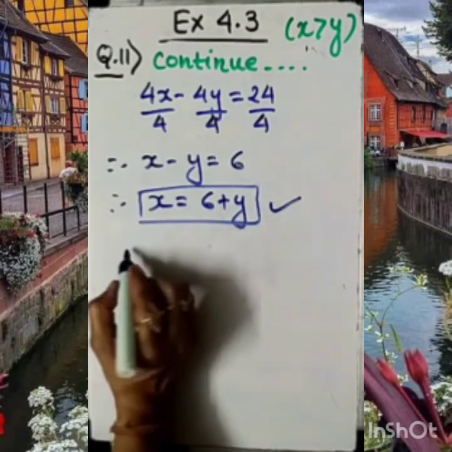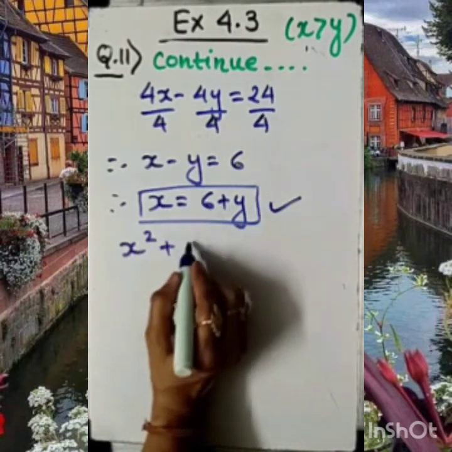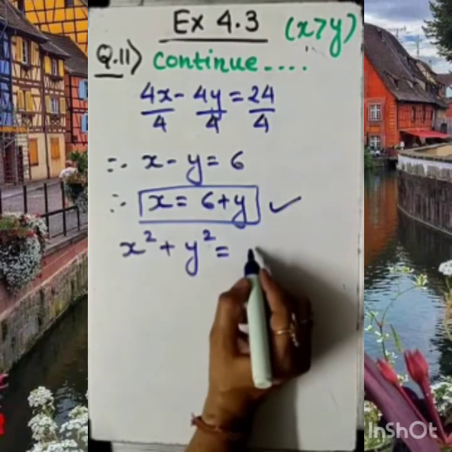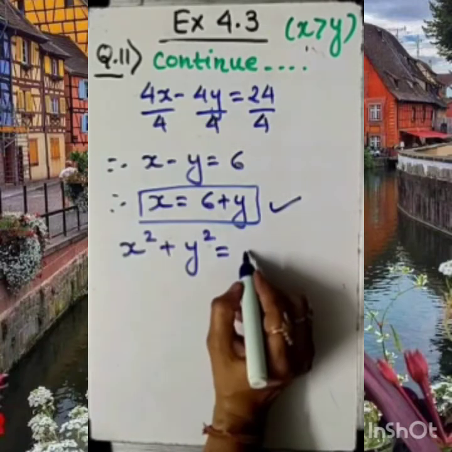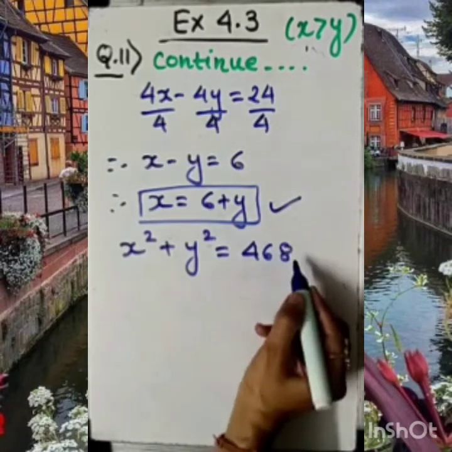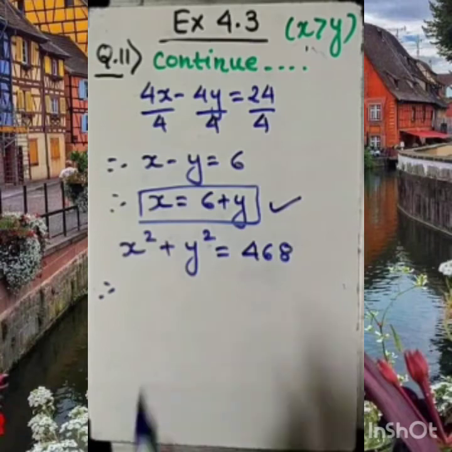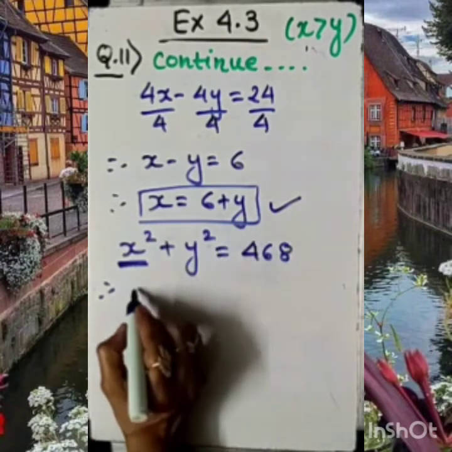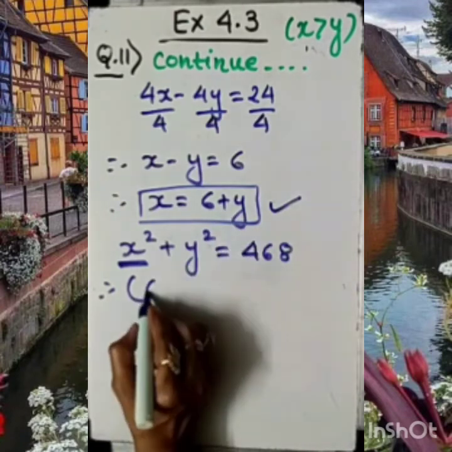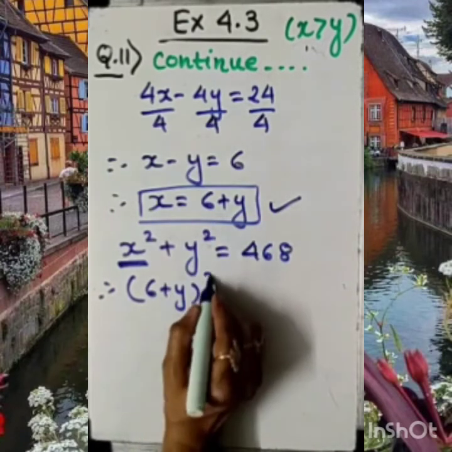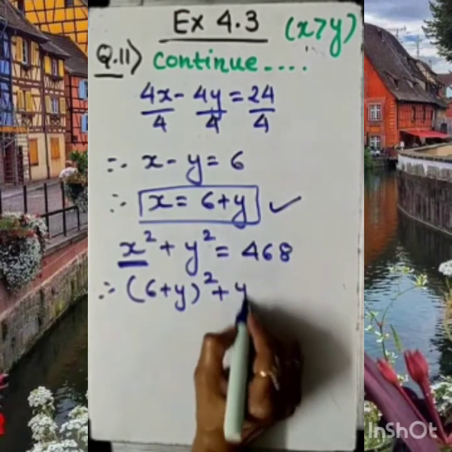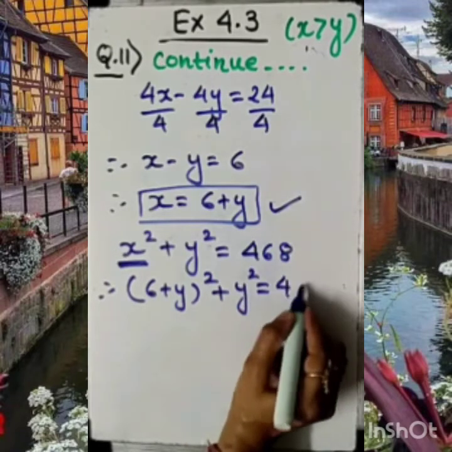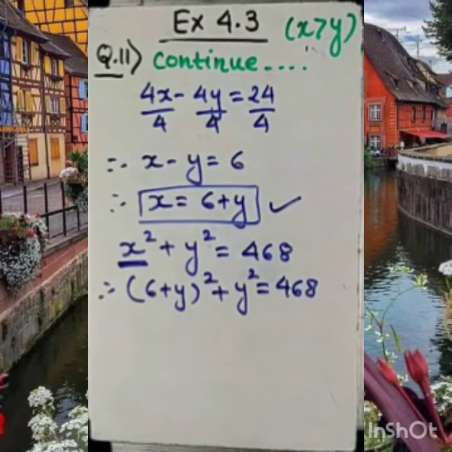Now this result I am going to use in equation number 1. x square plus y square was 468. In place of x here, I am going to substitute the value 6 plus y, whole square, plus y square is already there. Nothing else I did, because we are getting two equations here. So let's make any one of them the subject.